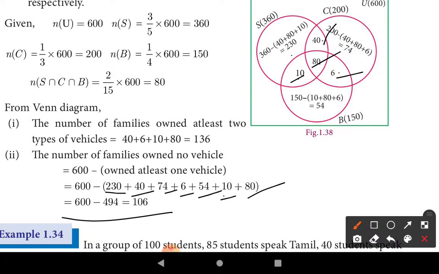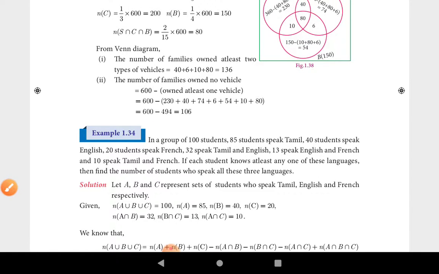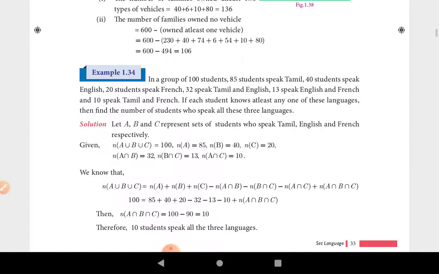What is the 600? In the colony or some place, there are 600 families living. Okay. So 494 families are using this type of transportation like car, scooter, and bicycle, but 106 families do not own any of these. Okay. I hope you understood this. Just go through the video once again if you don't understand.